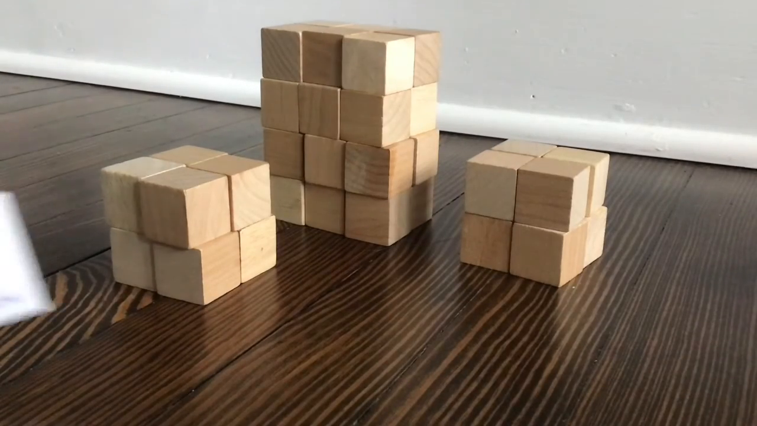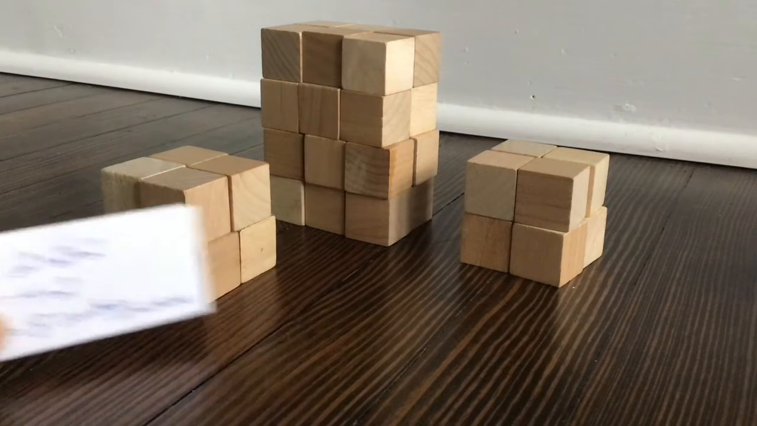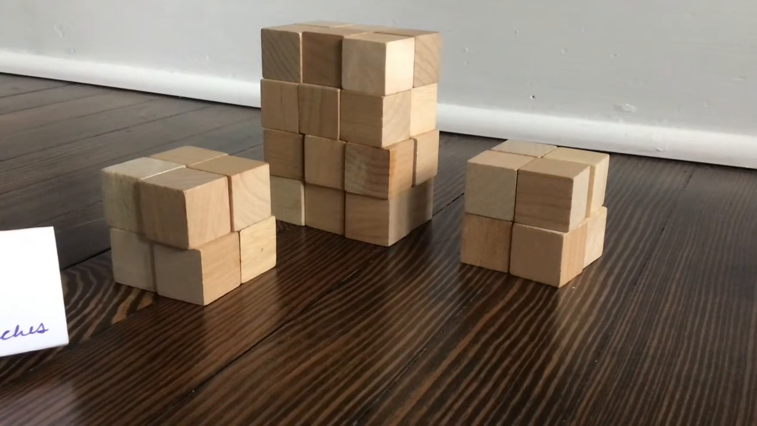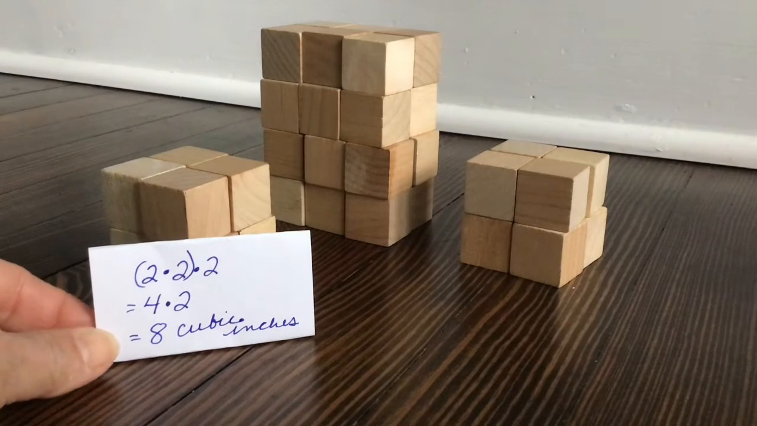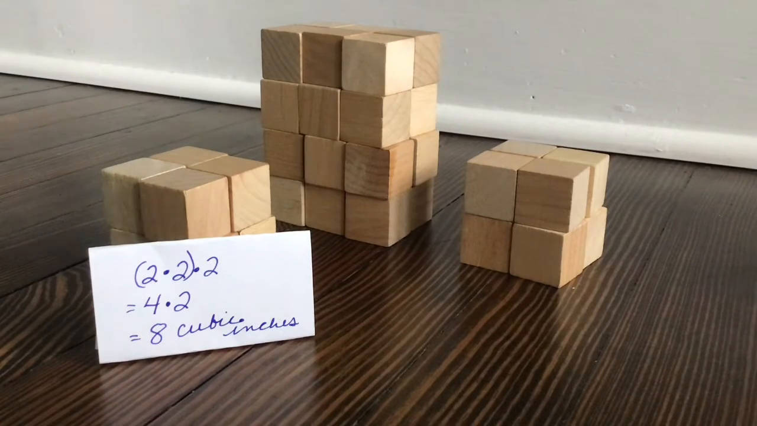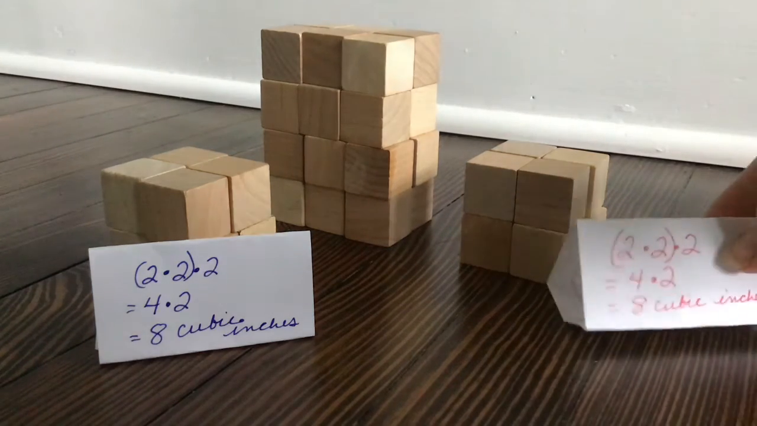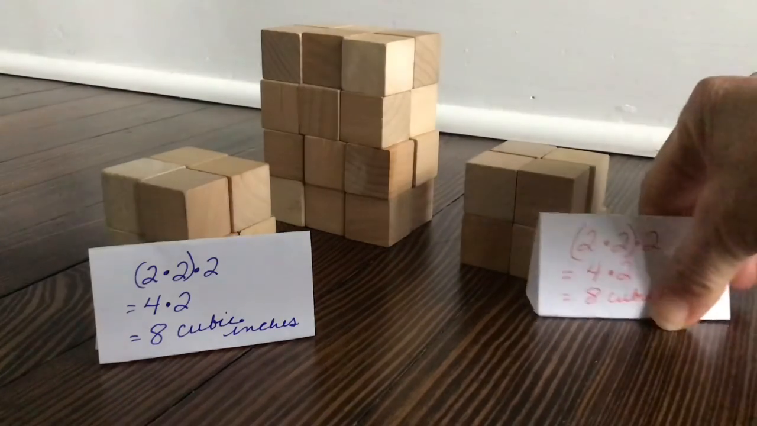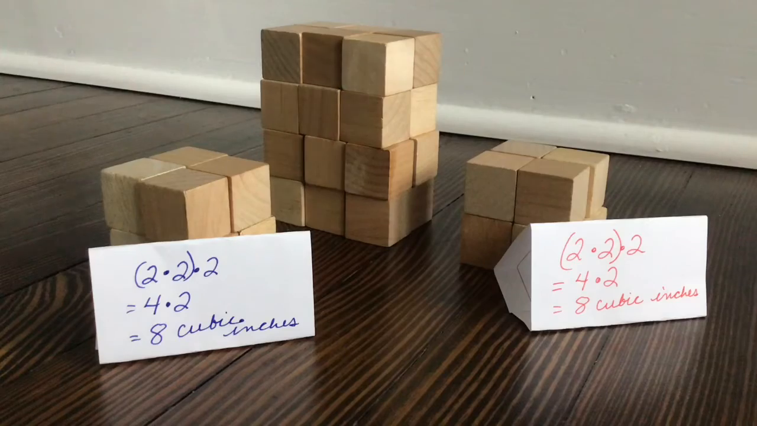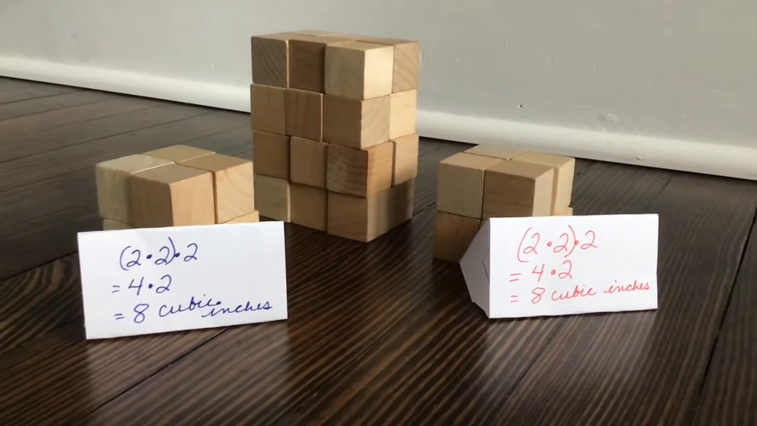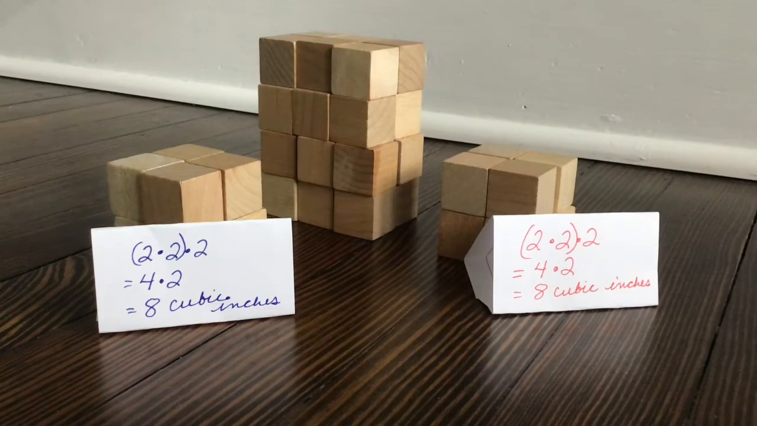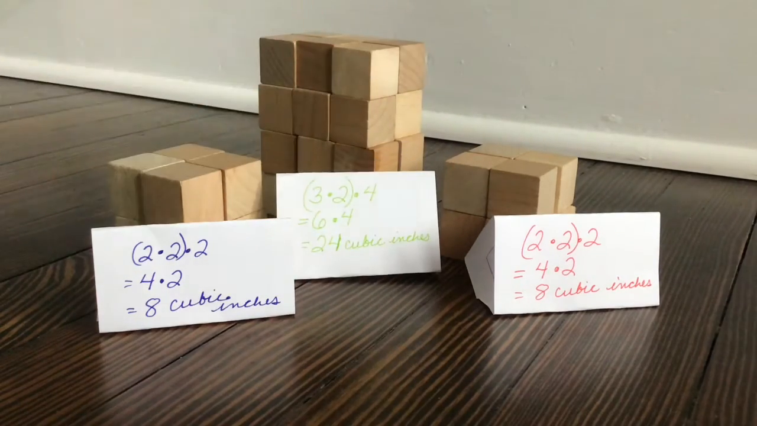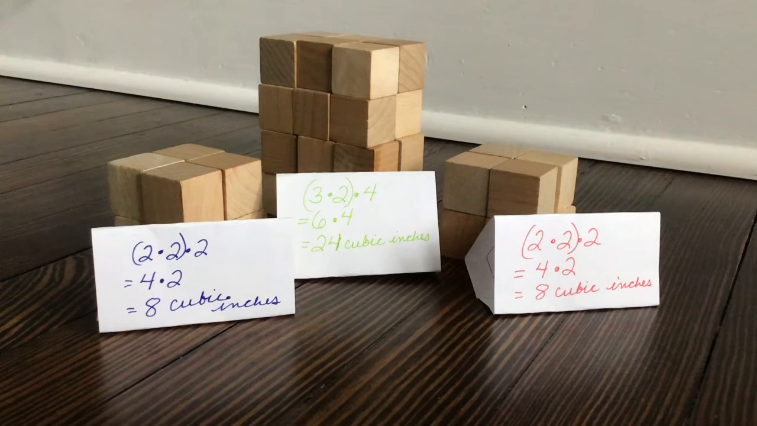Okay, so this part is 2 times 2 times 2. 2 times 2 is 4 times 2, which is 8 cubic inches. This part is also 2 times 2 times 2, which is 4 times 2, or 8 cubic inches. And the large part measures 3 by 2 by 4, which is 6 times 4, or 24 cubic inches.